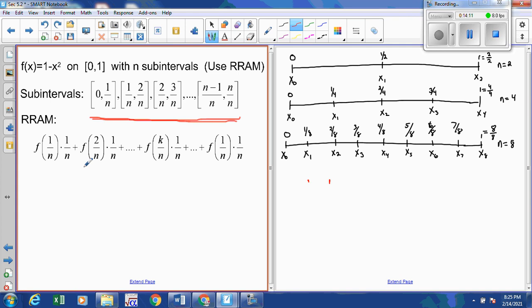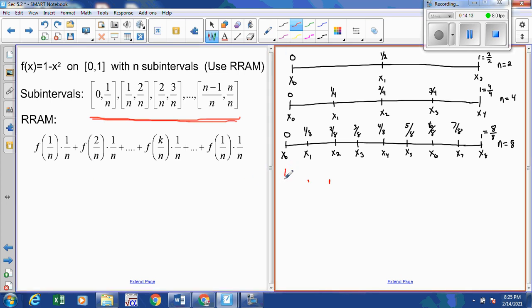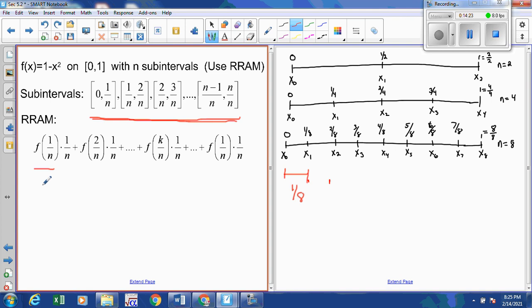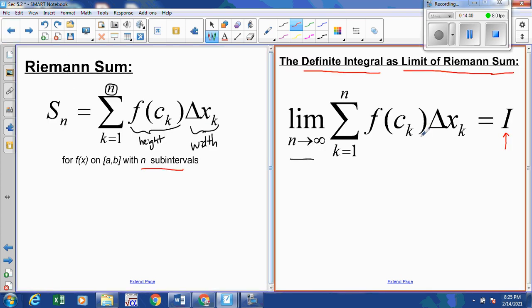Now, if we think about each of these, in this case, we're just making it simple. Each of our subintervals is equal to 1/8, and they're all equal. So for each of these, we're going to have the functional value, which is our height, times this 1 over n, which is our width, to give us the area of our rectangle. And if we add all those up, that is going to be our Riemann sum. So let's look at doing one of these Riemann sums with this problem.